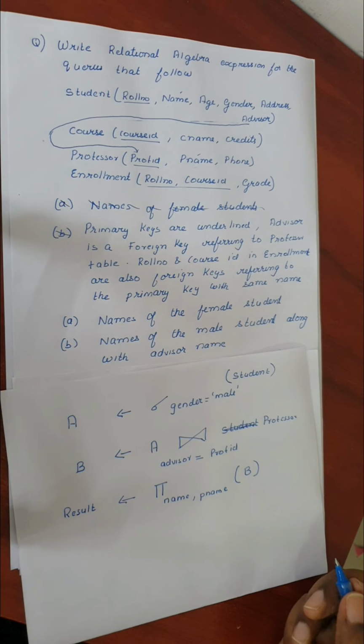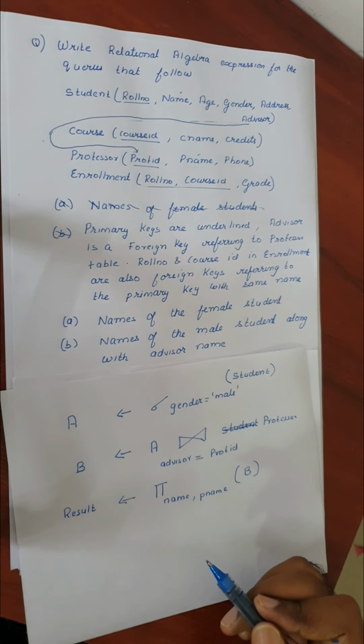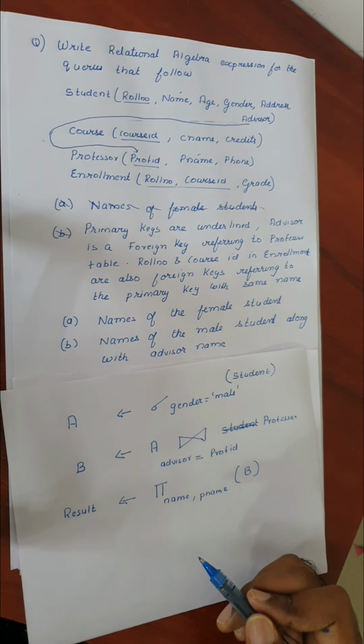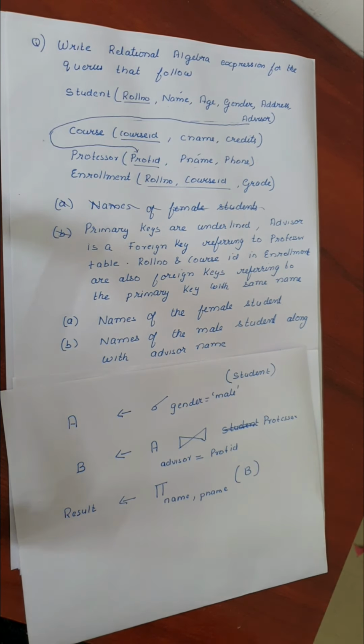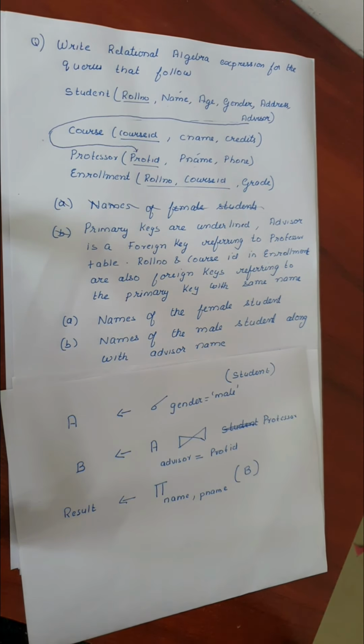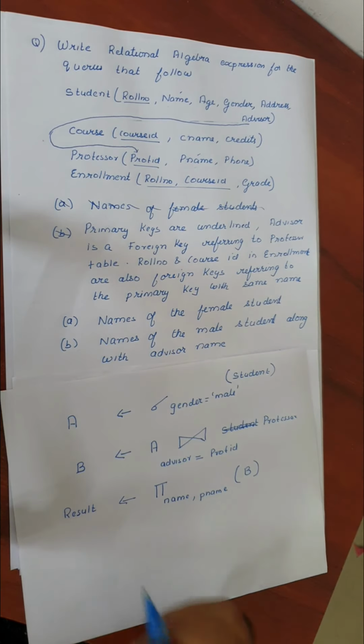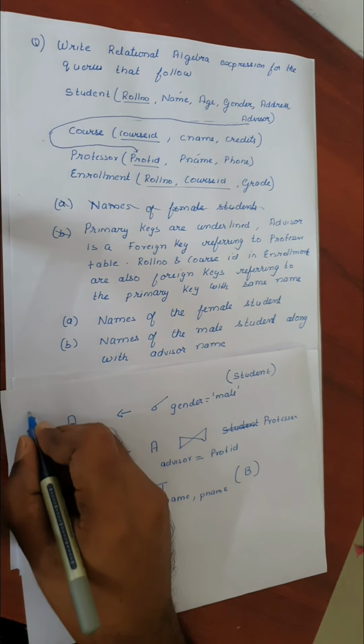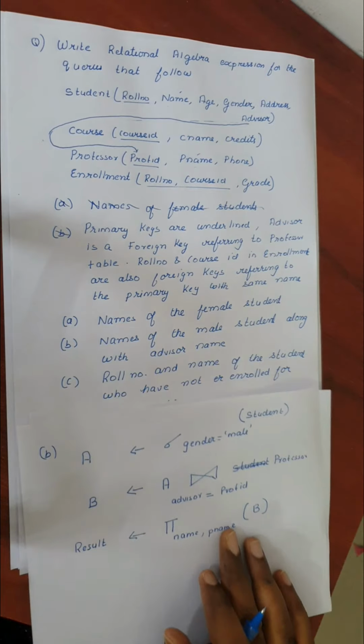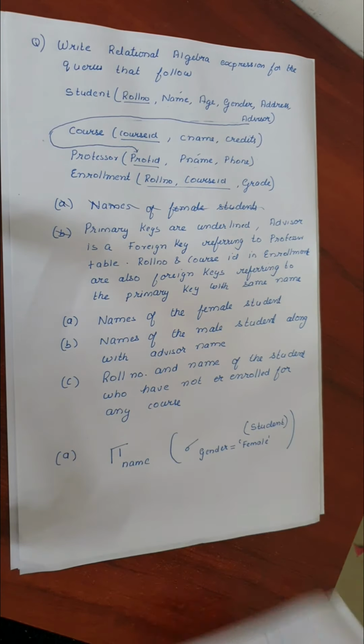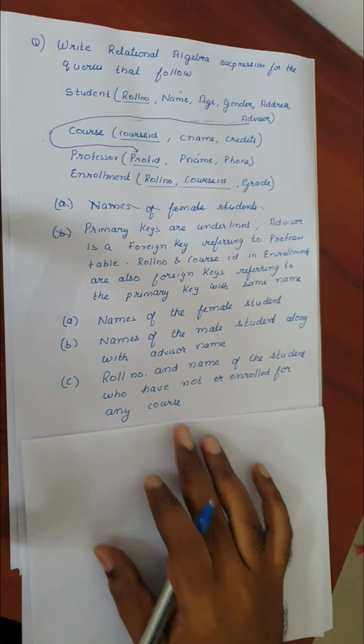In this manner, using this intermediate representation, you can write the relational algebra. Okay, single statement ആയിട്ട് എഴുതണമെന്നില്ല. You can use this method, the intermediate method, to write the relational algebra expressions. Okay, so this is B. So B is also over. Next is this one.